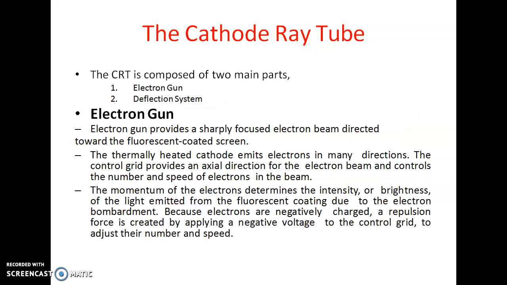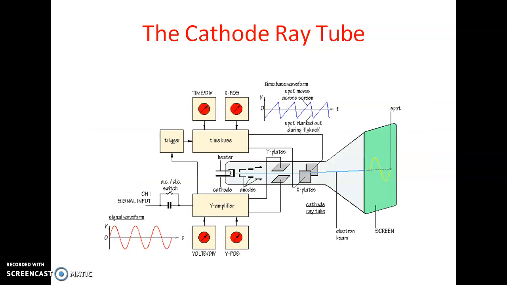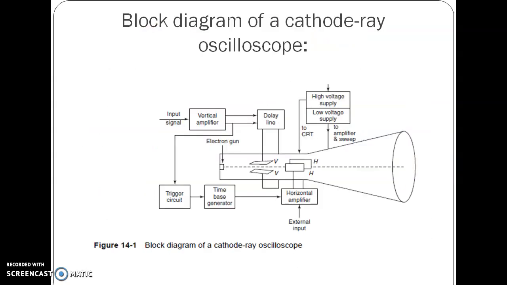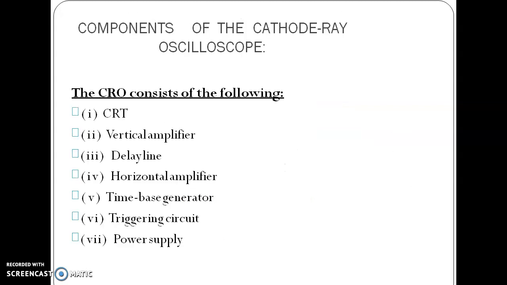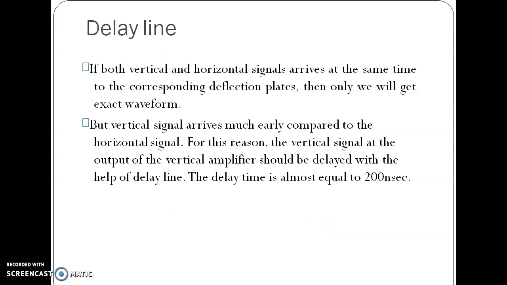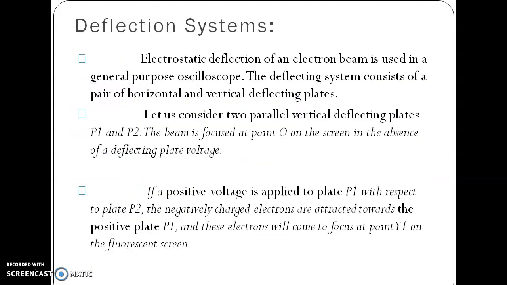Cathode ray tube, electron. CRT is composed of two main parts: electron gun and deflection system. And this is a block diagram of a CRO. The CRO consists of the following: CRT, vertical amplifier, delay line, horizontal amplifier, time base generator, triggering circuit, power supply. These are the different parts we can explain here.